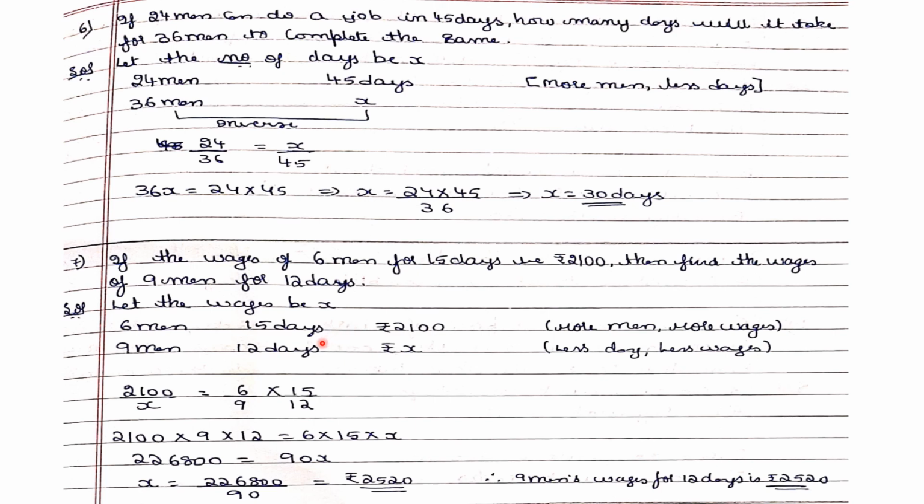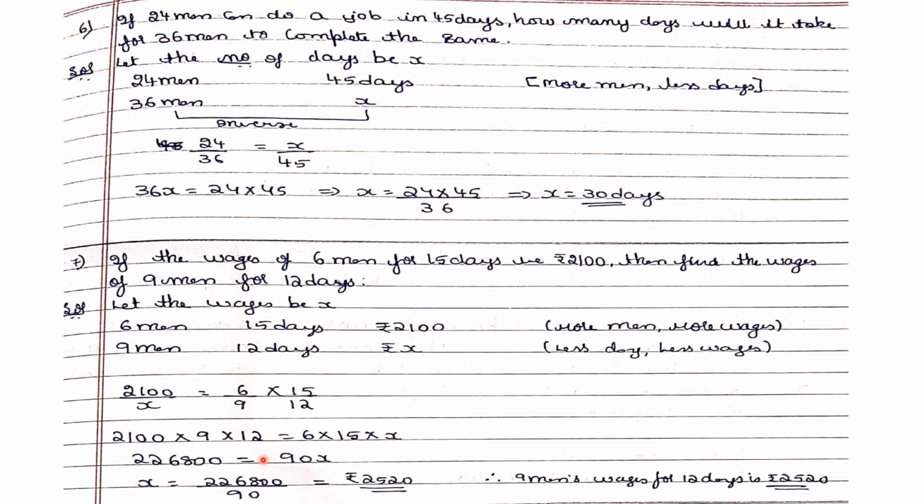So once again, for 12 days you will pay less wages when compared to 15 days, where you are paying rupees 2100. So for 12 days the wages will be less. Here more people, more wages; here less days, less wages. So everything is in direct proportion. 2100 by x is equal to 6 by 9 into 15 by 12. So directly you cross multiply: 2100 into 9 into 12 is equal to 6 into 15 into x.